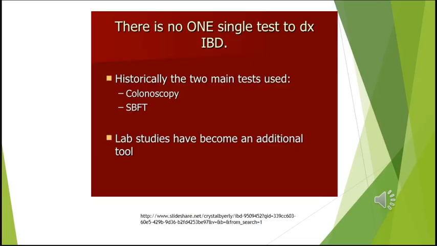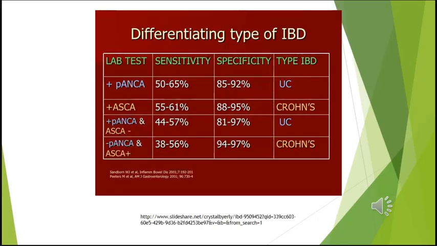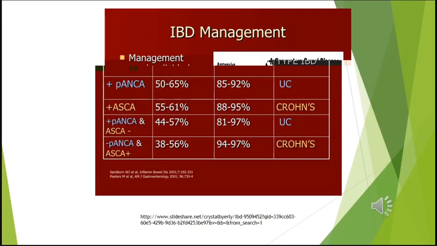There is no one single test to diagnose inflammatory bowel disease, but historically the two main tests that they use are colonoscopy and small bowel function tests. Lab studies have become an additional tool as well, particularly looking for anemia and those types of things that go along with IBDs. There are some lab tests that are able to help you type out the different types of IBD. So there's a couple of tests that will help be more specific to ulcerative colitis, and other tests will be more specific to Crohn's. None of them have the best sensitivity though.